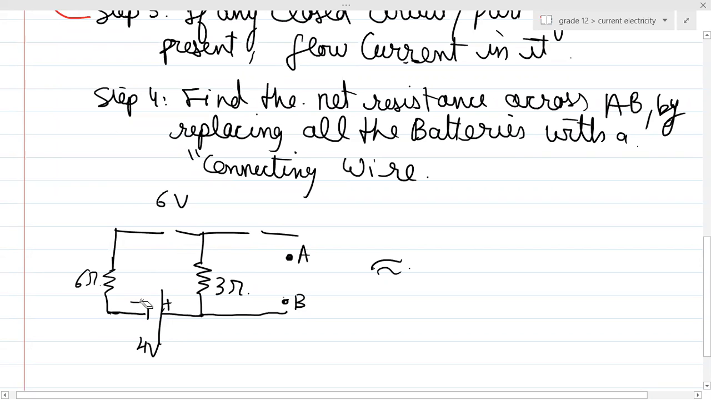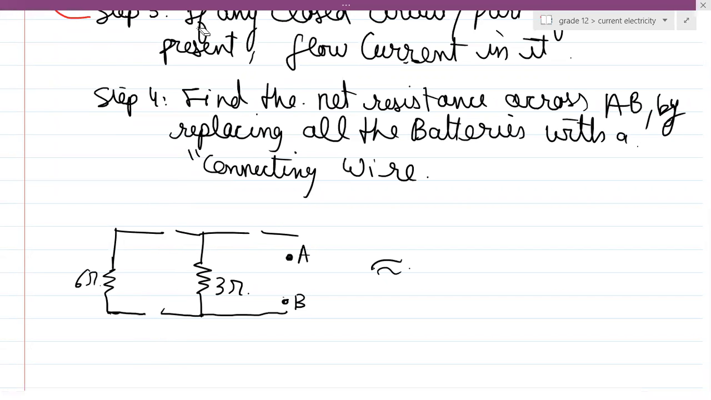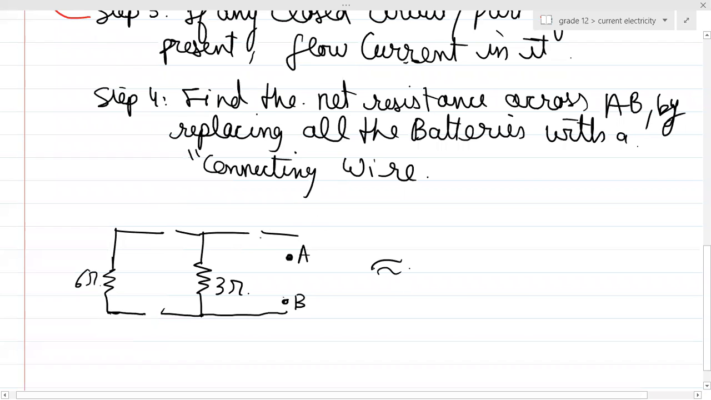So can you see, guys, I removed all the batteries and just replaced all the batteries with a connecting wire. So can you see? The circuit became somewhat like this. Across AB, can you see 6 ohm and 3 ohm are in parallel? Across AB, 3 ohm and 6 ohm are in parallel, yes or no? Yes, sir.